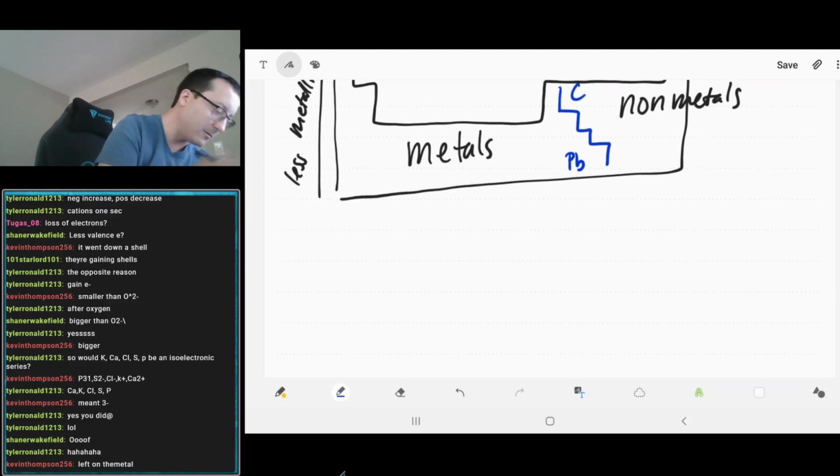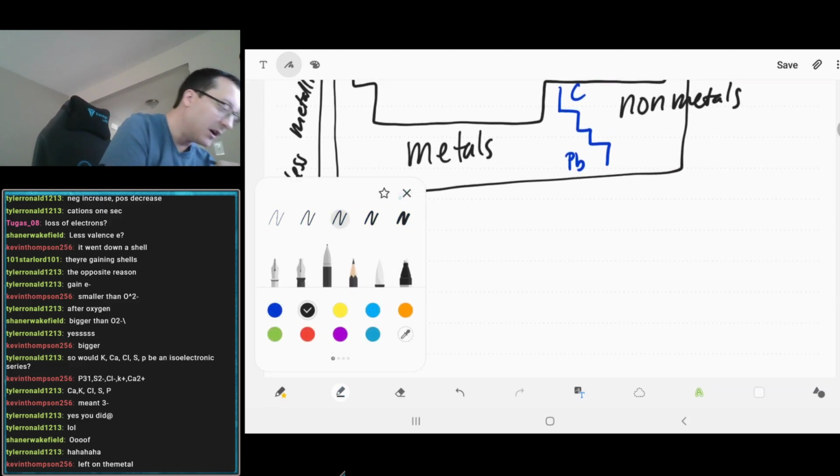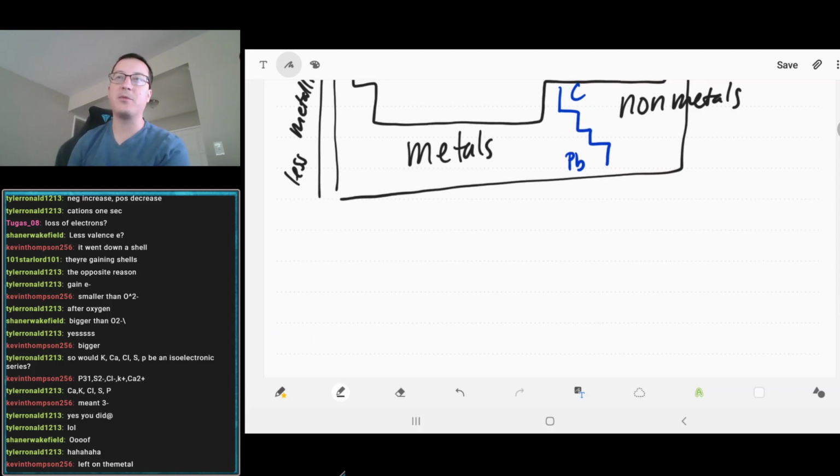We don't really care about that trend as much. But we're going to see that things that are on the left and the bottom will tend to lose electrons. They're going to tend to be more metallic. Things on the right and on the top will tend to gain electrons, and they do not have the properties of metals. So they're going to be different states of matter, different colors, non-conductive, etc. That's a boring trend. Who cares? All right.